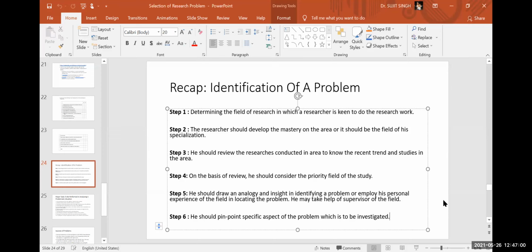If someone says the objective is to investigate the CNC turning machining process, this is not a specific problem. What to investigate? Be specific. To investigate the surface quality, or the effect of cutting speed, tool material, whatever, on the surface quality. Be specific, pinpointed. Right?